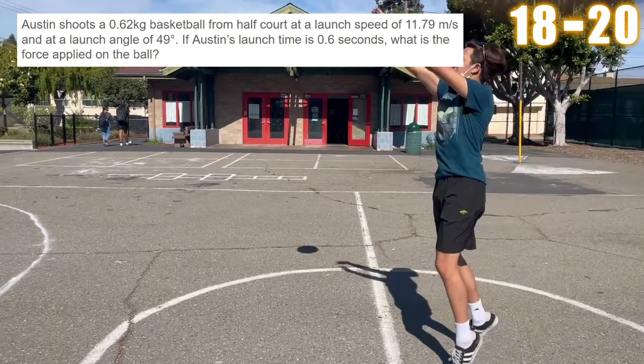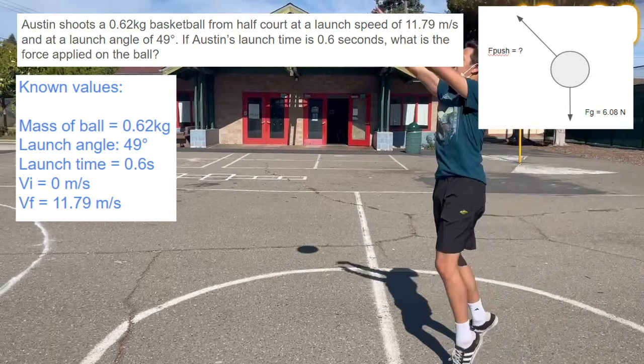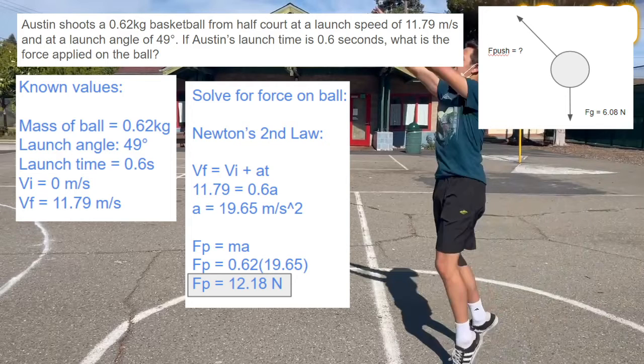So our known values are the mass of the ball, which is 0.62, the launch angle is 49 degrees, the launch time is 0.6 seconds, the V initial would be 0, and the V final in this case is 11.79. So we can solve this through Newton's second law, and we first use the equation VF is equal to VI plus AT, and then we substitute our values, which would be 11.79 is equal to 0.6A, and acceleration would be equal to 19.65 meters per second squared once you divide 11.79 by 0.6.